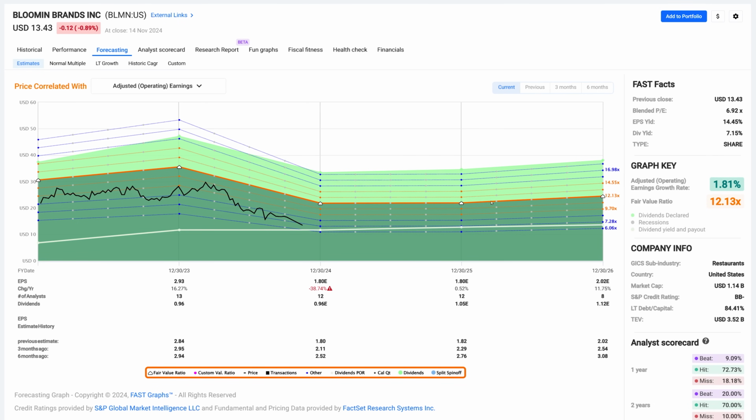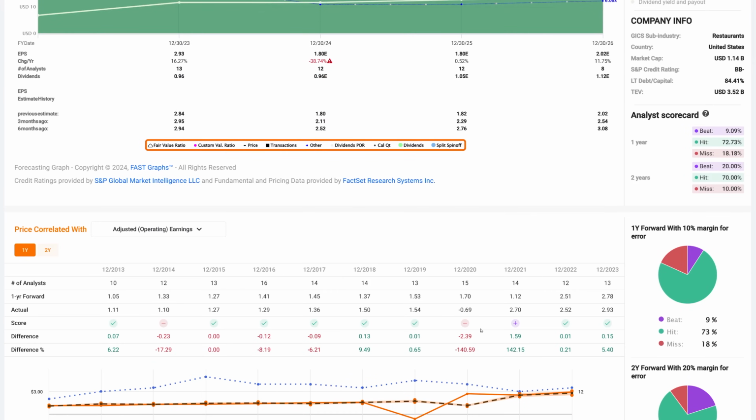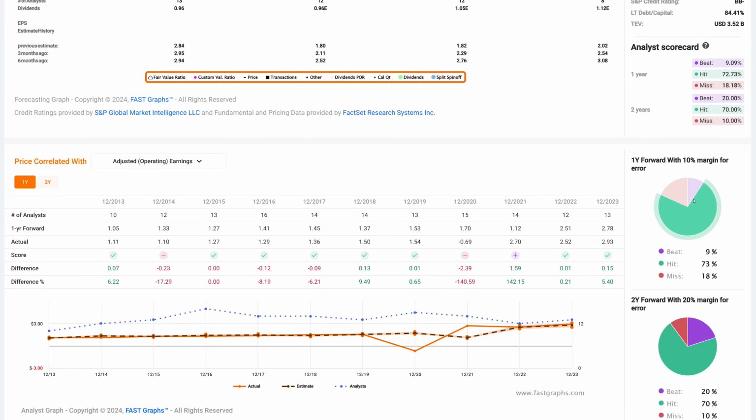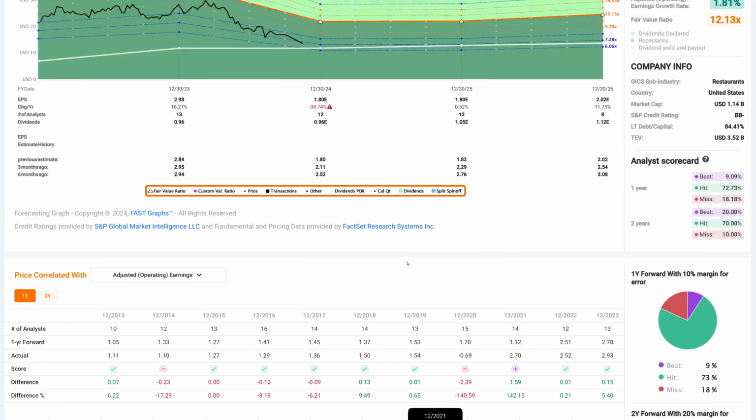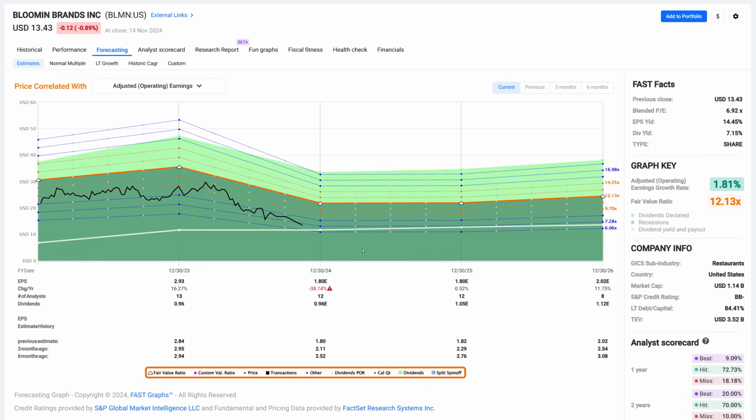So analysts are believing that the company is going to come out of this, and there are 12 analysts giving us 24 and 25 numbers, but it drops off to 8. And the analyst estimates have been dropping on the company. I also want to point out, these are all things you should be looking at. The analyst scorecard is pretty attractive. The majority of the time, they either meet or beat analyst estimates. They have missed, though, 18% of the time on the 1 year with a 10% margin of error, and 10% on the 2 year with a 20% margin of error. So there's at least at this point, without further due diligence, a reasonable chance.